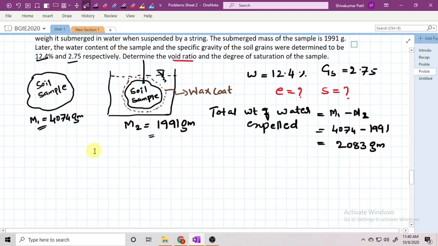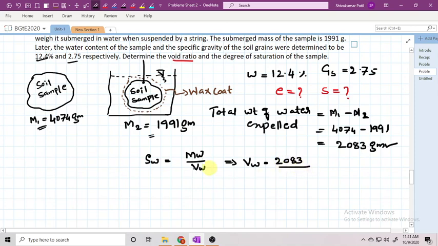Now, once you know the weight of water expelled, you can find out the volume of water expelled, because I know the density of water. The density of water is nothing but mass of water divided by volume of water. So the volume of water equals, with the mass of water expelled being 2083 grams.